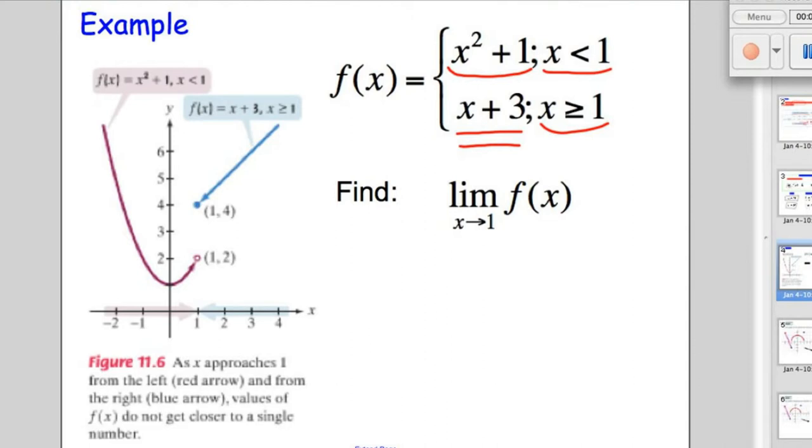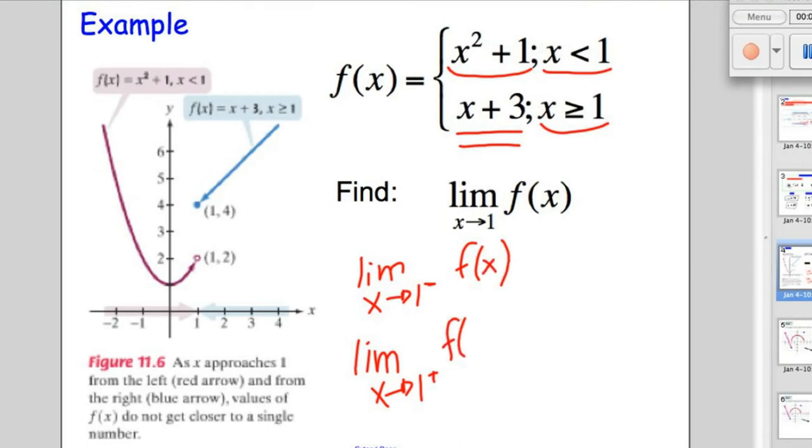So if we were asked for the limit as x approaches 1, we could look at two things. We could look at the limit as x approaches 1 from the left, and we can look at the limit as x approaches 1 from the right. And we think about, okay, what's happening as we get closer to 1 from the left. So from the left, as we get closer to 1, we see that our function is turning into 2. From the right, as we get closer to 1, we see that it is at the 4.